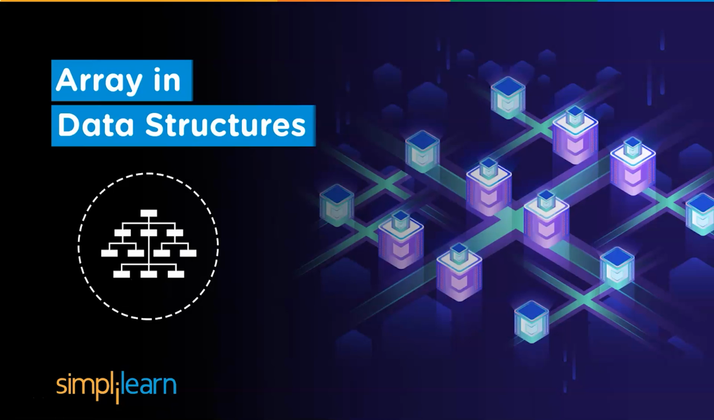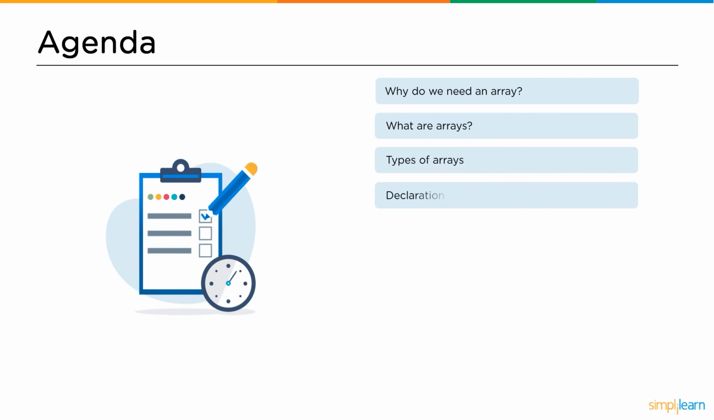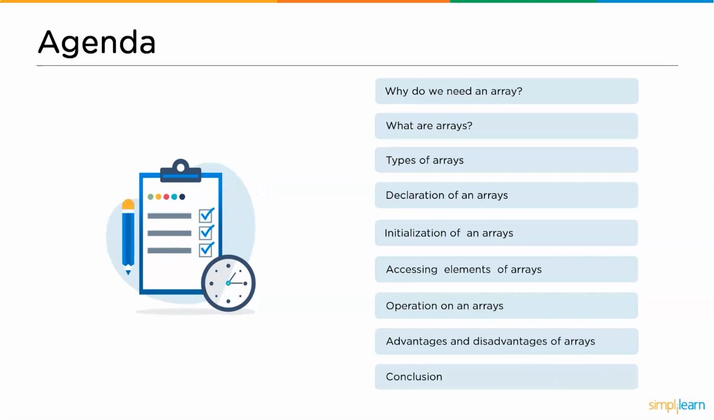Now, let's get started with the agenda for today's discussion. At first, we will learn why exactly we need arrays, followed by what is an array, then the types of arrays. Next, we have the declaration of arrays. Followed by that, we will learn how to initialize an array, then access the elements in an array. After that, we will understand the basic operations that can be performed on arrays. And to wind up the session, we have the advantages and disadvantages of arrays. At the end, we'll have some key takeaways. I hope I made myself clear with the agenda. Now, let's begin with the first topic, that is, why did we actually need an array?